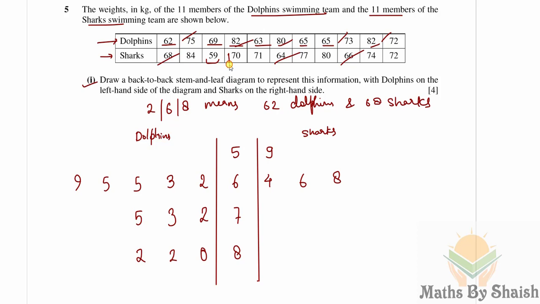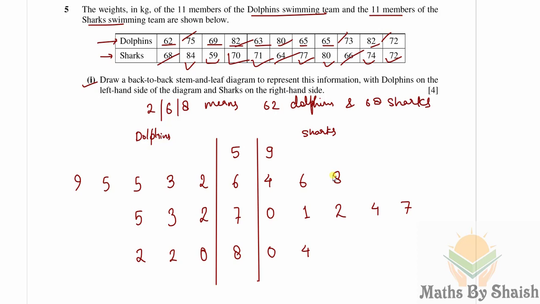And in the 70s it is 70, 71, 77 and 72, 74. So first 70, then 71, so 1, 72, then 74 and then 77. Now in the 80s it is 84 and 80, so 80 comes first and then 84, so it is 4. Again we can cross check whether we have entered all the data or not: 2, 4, 6, 7, 8, 9, 10, 11, all the data we have entered. So that's the back-to-back stem and leaf diagram. I hope it is clear.